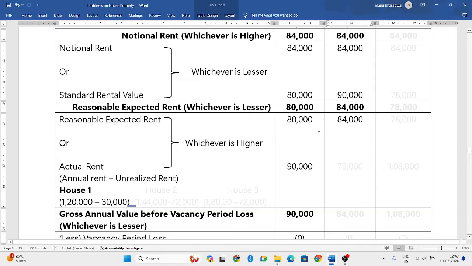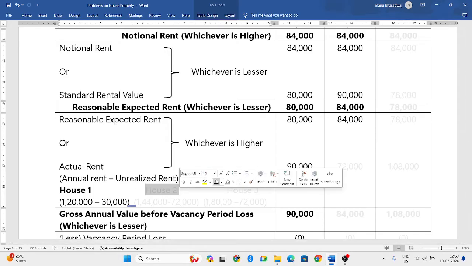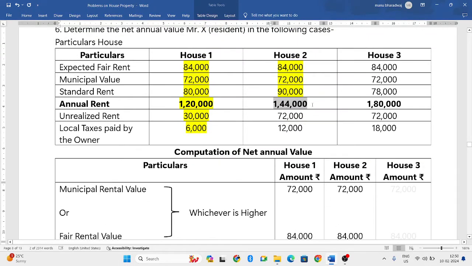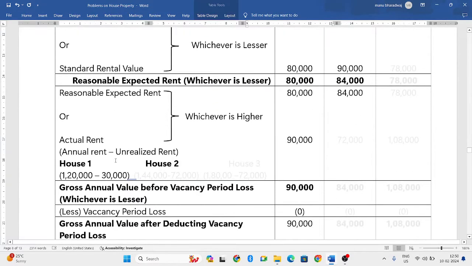That reasonable expected rent should be compared with actual rent. To calculate actual rent, there is a formula. That is annual rent minus unrealized rent. So now we are calculating it for house 2. They have given annual rent. Annual rent is 1,44,000 in the question. So I will write that 1,44,000.